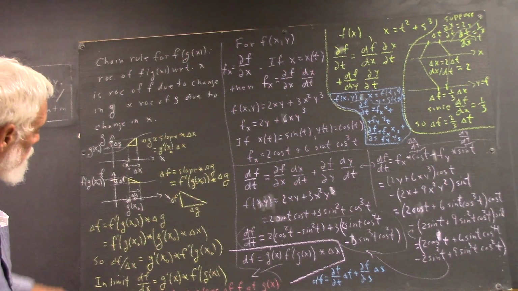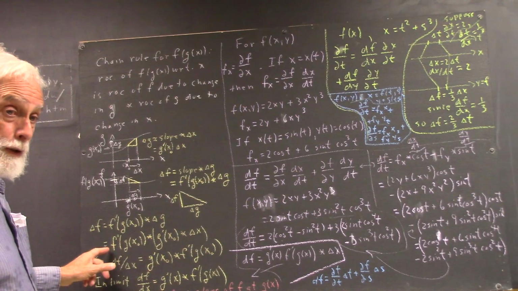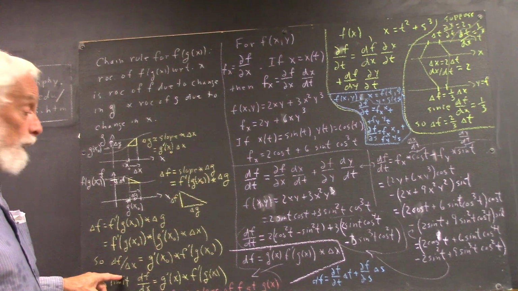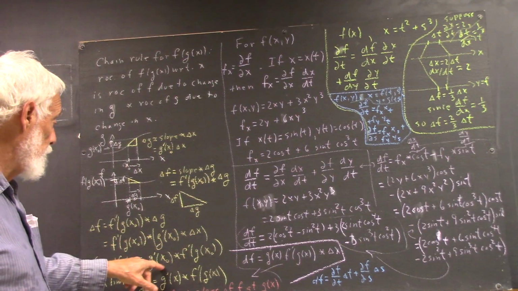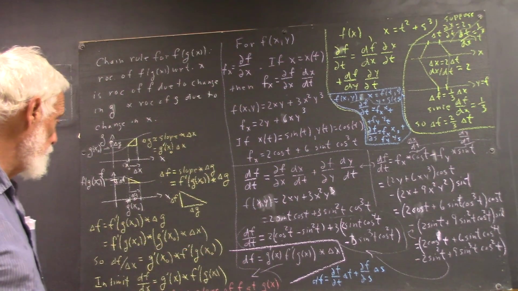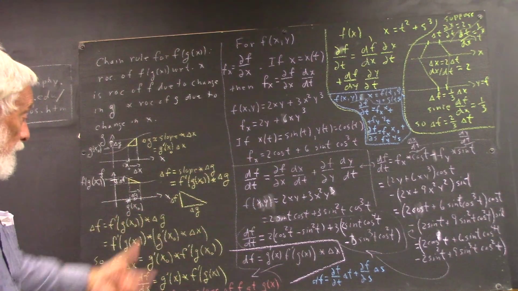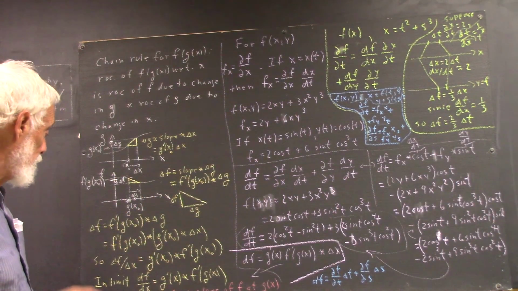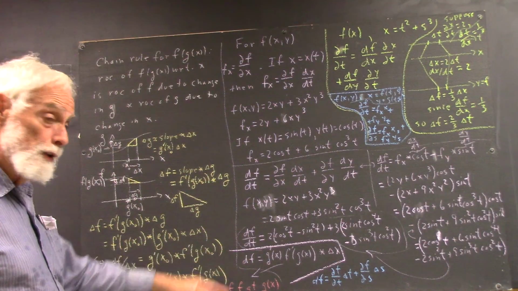So our delta f divided by delta x, which is our approximate rate of change of f with respect to x, is g prime of x naught times f prime of g of x naught. And that's basically our chain rule, isn't it? Take the limit as delta x goes to 0, you get df dx equals g prime of x naught times f prime of g of x naught.